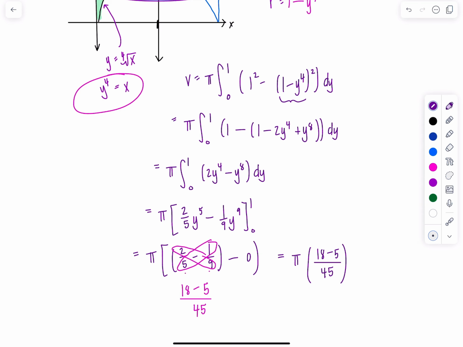Have you seen that before? It doesn't get you the LCD always, but it just gets the ball rolling on fractions. If the denominators are co-prime, then it does give you the LCD. Okay, and this ends up being 13 pi over 45. Finally, something that's not pi over 3, right?